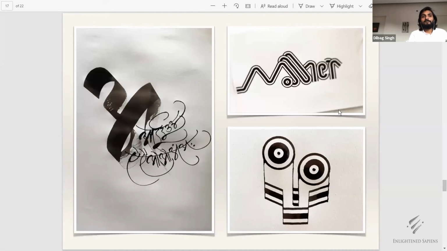So these are the examples of steel brush pens. This is the kind of result you may think of. And you can create anything out of it if you have control over it, if you know how to do it. So it's a wonderful tool to experiment.